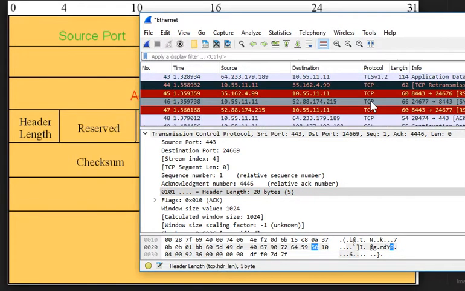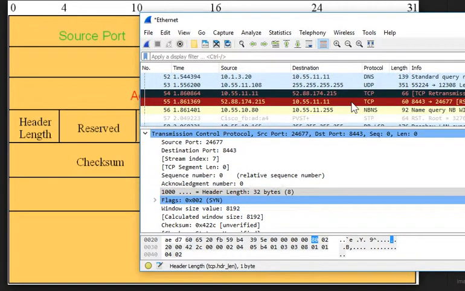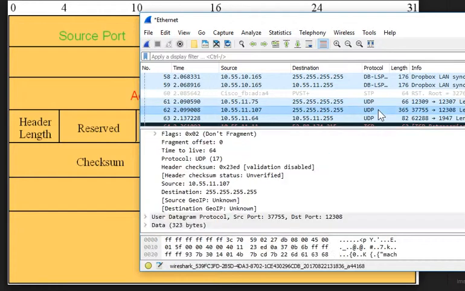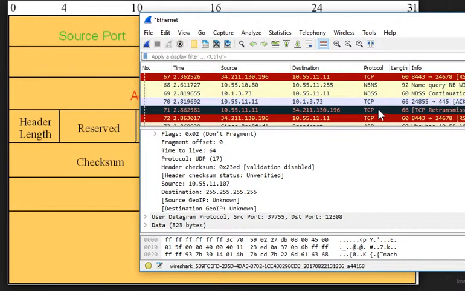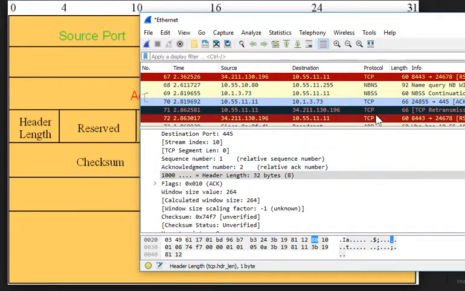Okay, let's pick another one. This one here is an 8. 8 times 4 is 32. So this number here is the number times 4 in bytes. So if it was a 6, it would be 24. But I don't think we're going to see a 6. Let me see if I happen to have another TCP packet here somewhere. And again, we got a 32 on this one.